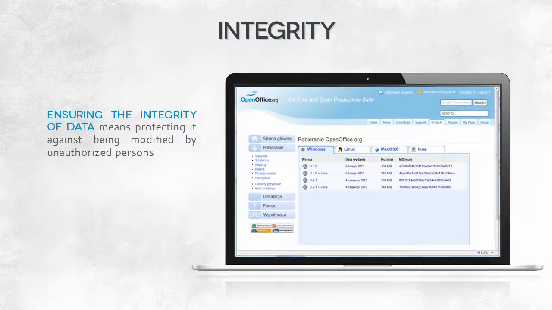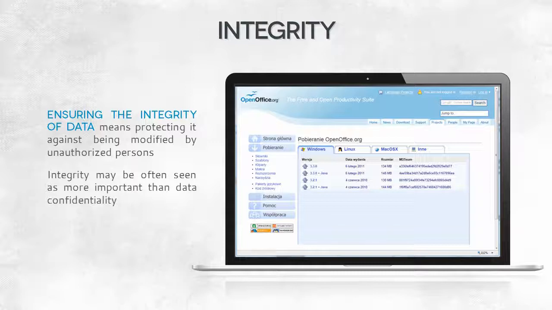Thus far, we've talked about data confidentiality. This is the most relevant aspect and the first thing that springs to mind when data protection is concerned. But this doesn't always have to be the case. Sometimes the integrity of data is equally important.